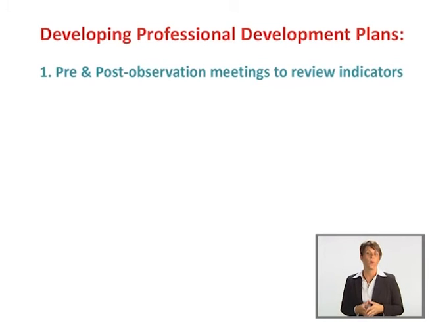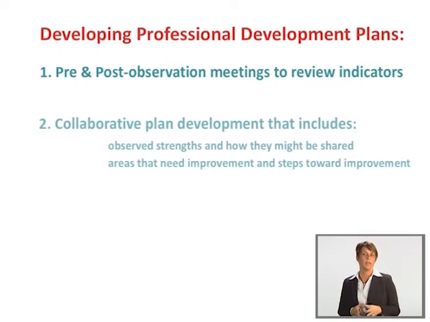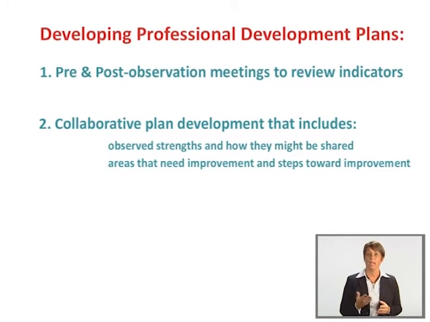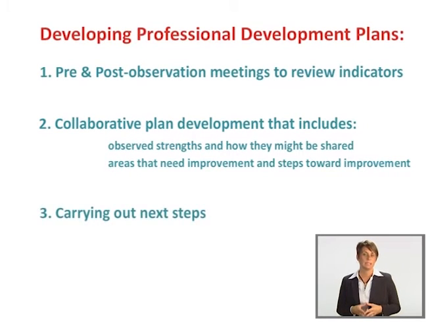The principal or another teacher would meet with the observed teacher before the observation to review the indicators, and again after the observation to discuss the observer's impressions. The teacher and the observer then create or update a professional development plan for the teacher, listing A. observed strengths and ways the teacher might share his or her expertise with other teachers, and B. areas that need improvement and steps toward improvement. The observer assists the teacher in carrying out these next steps.